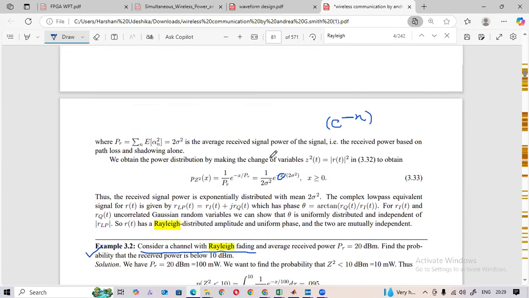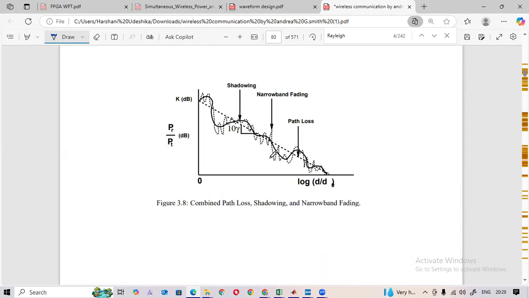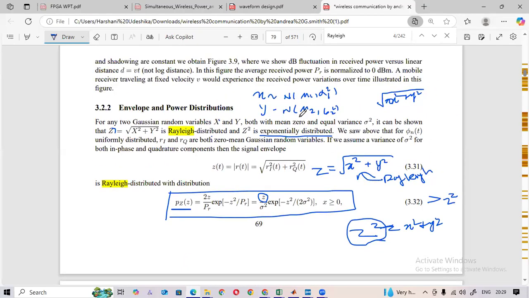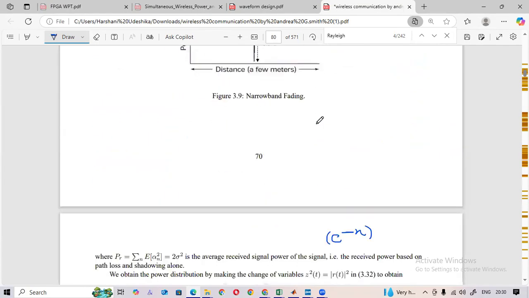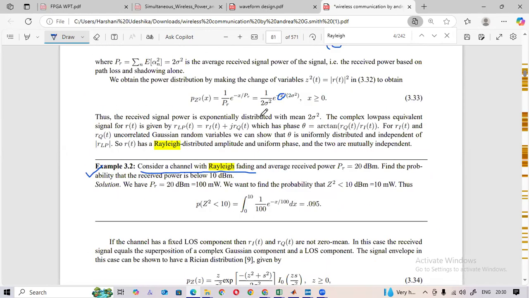And maybe I told you that if you consider a Gaussian variable like this, this variance sigma square will be the power, the average power of the signal. If this is a random signal X, the variance is related with the power. This sigma square is related with the power. So here also, same as if you consider this, this is an exponential distribution.